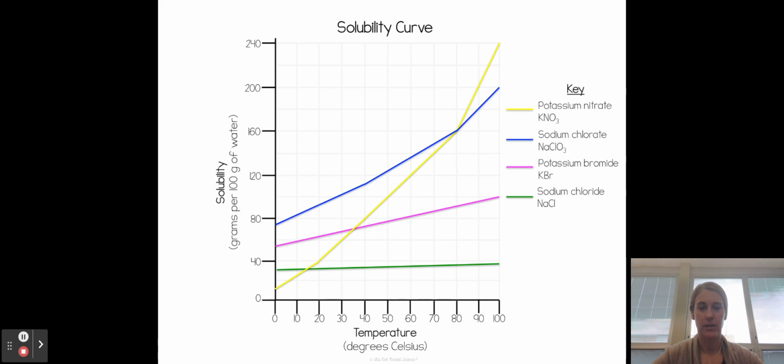So here's the solubility curve again. We'll use this for determining the difference between saturated, unsaturated, and supersaturated solutions. Say we're looking at this blue curve of sodium chlorate, and at 40 degrees, the saturation point would be approximately 100. So that would be a saturated solution. If it was below, it would be unsaturated. And if it was above, it's supersaturated.